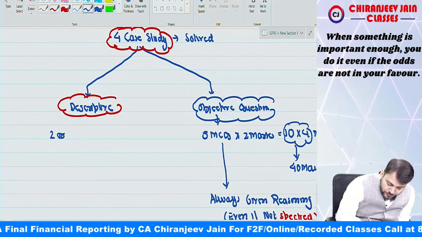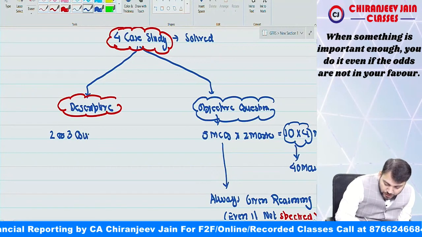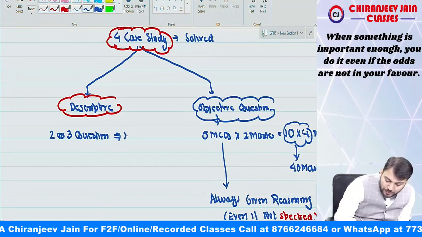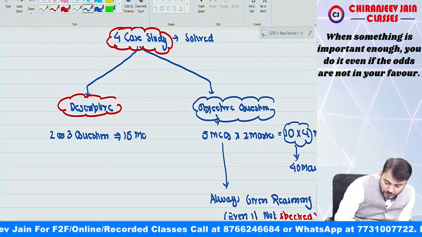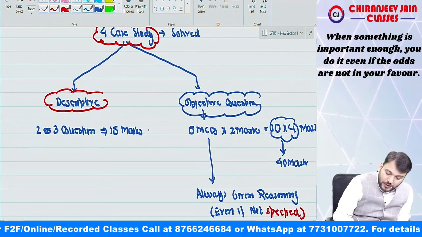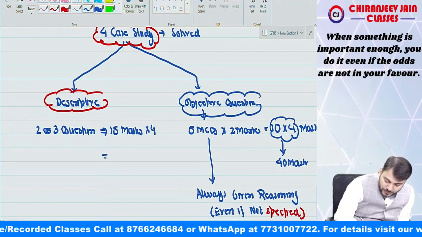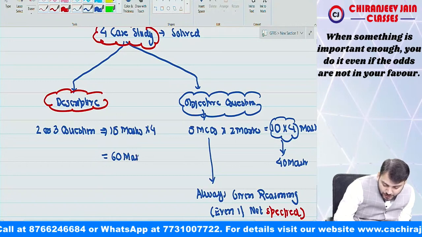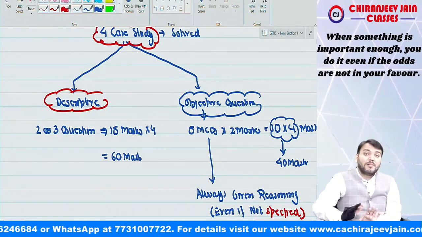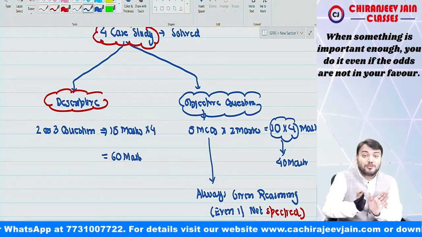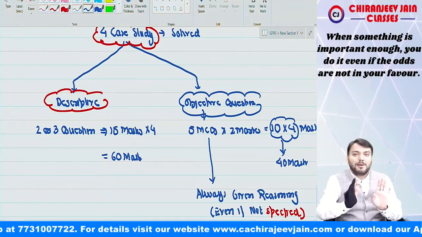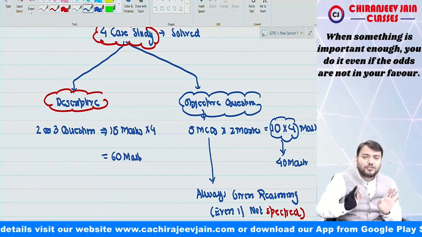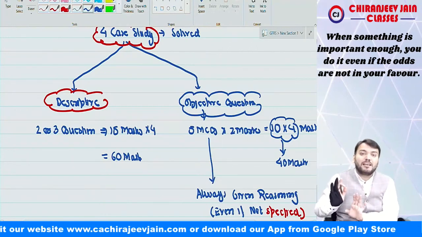They will ask 2 or 3 questions of 15 marks. So 15 into 4 comes to 60 marks. For these 15-mark descriptive questions, you should have thorough knowledge of the FR paper. If you have thorough knowledge of the FR paper with differences, it is very easy from the examination point of view.